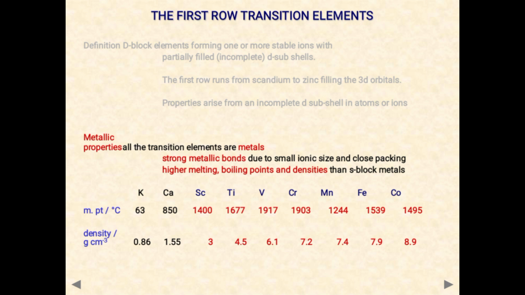All these properties also apply in S block elements, which are elements that belong to group 1 and 2, the alkali metals and alkaline earth metals. But the metallic bonding, melting point, boiling point, and density are higher in the transition elements than in the S block elements.